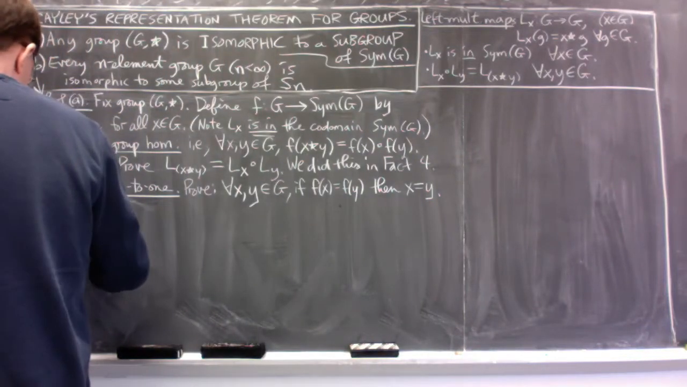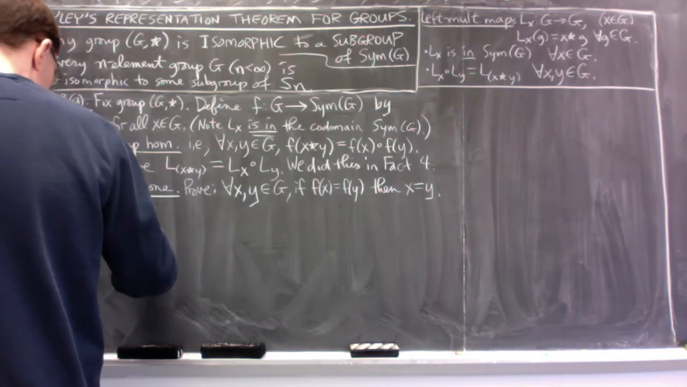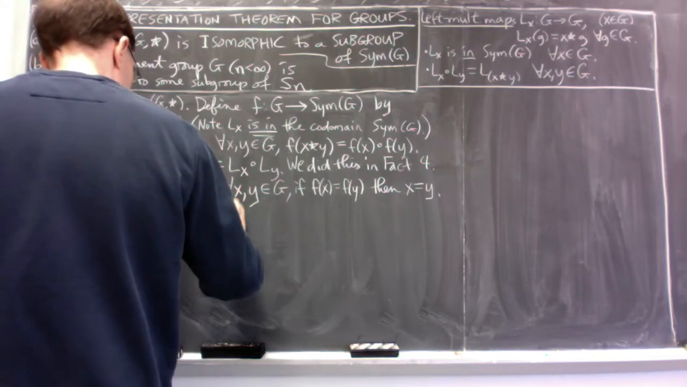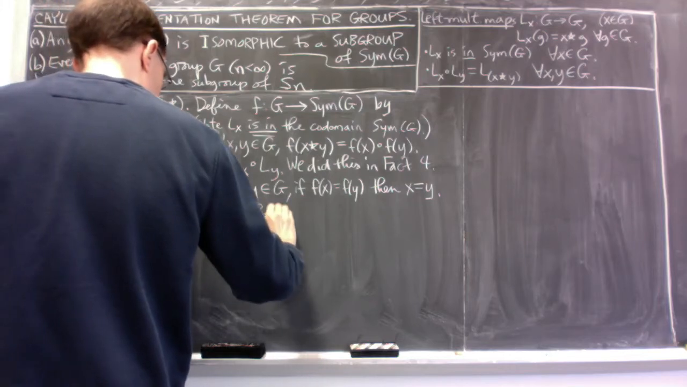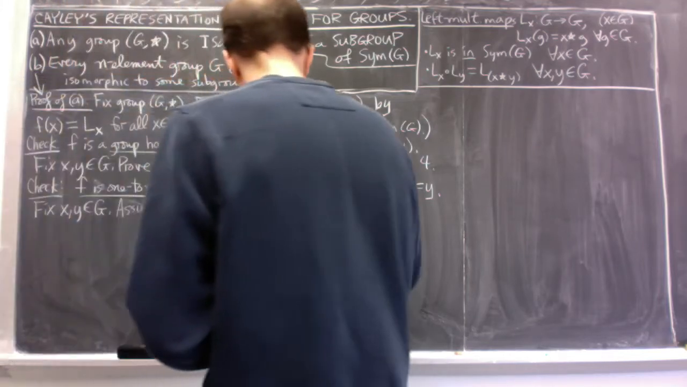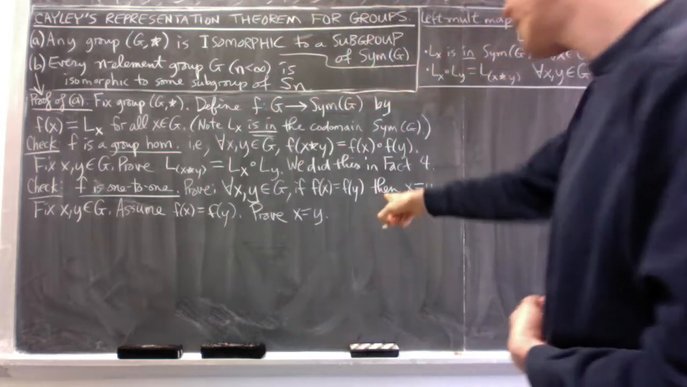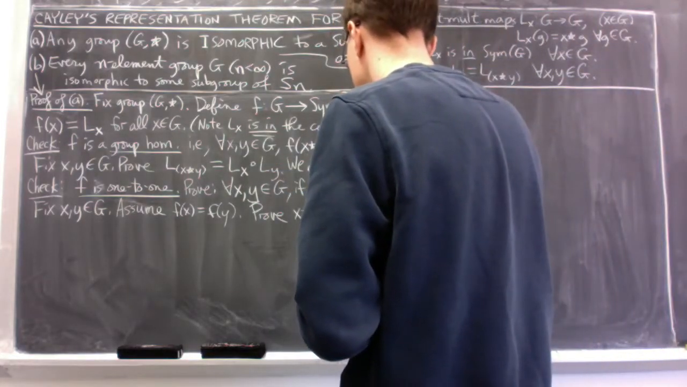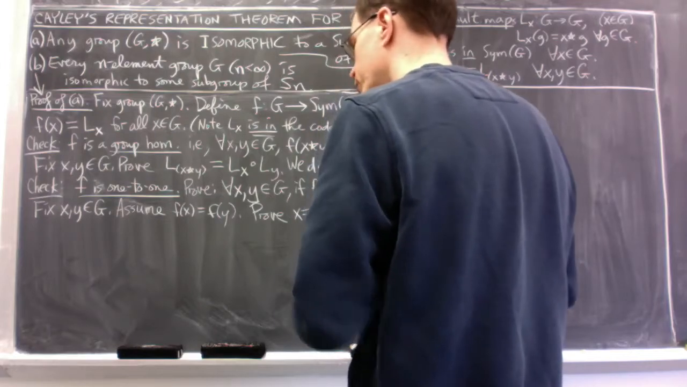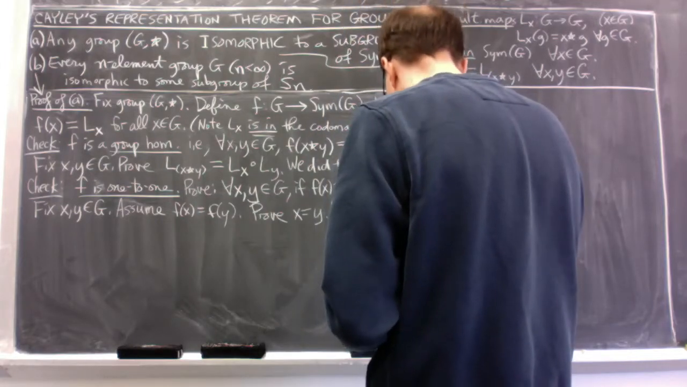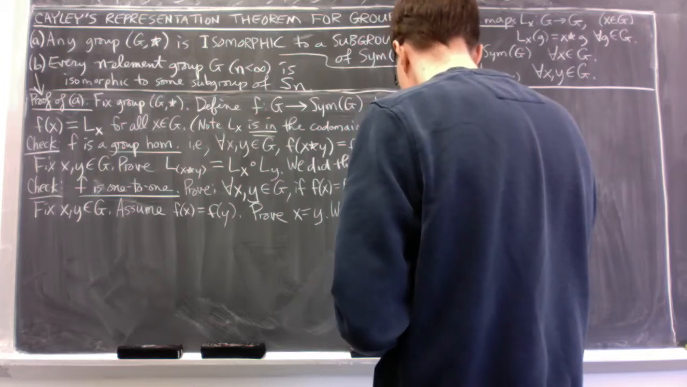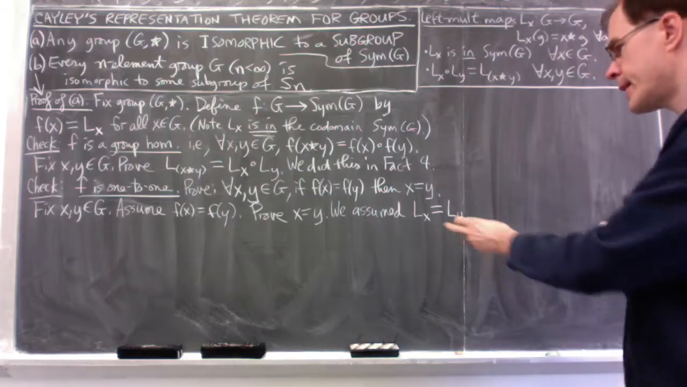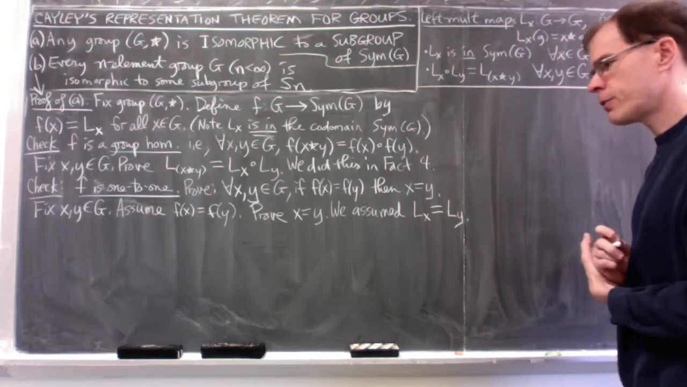Let's fix the x and y in G. So let's assume f of x is equal to f of y. Just cranking out proof structure here. And let's prove that x equals y. That's how you would prove this statement. And what did we assume? We assumed, by definition of f, that the function L sub x is equal to the function L sub y. And now we have to somehow prove that x is equal to y.